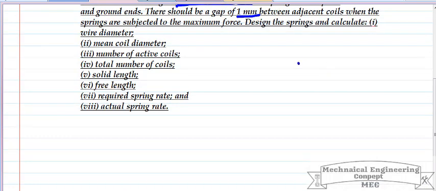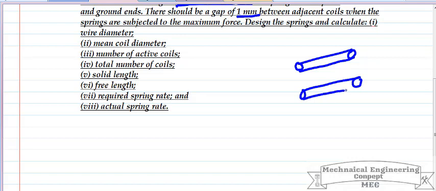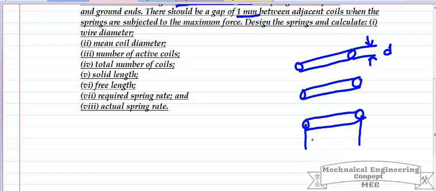So the spring will look something like this. If I want to understand what the unknown values are that I need to calculate, suppose this is the spring, so I need to calculate the wire diameter, by which wire I can design my helical spring, and the mean coil diameter, which is the distance between the centers of the two ends.